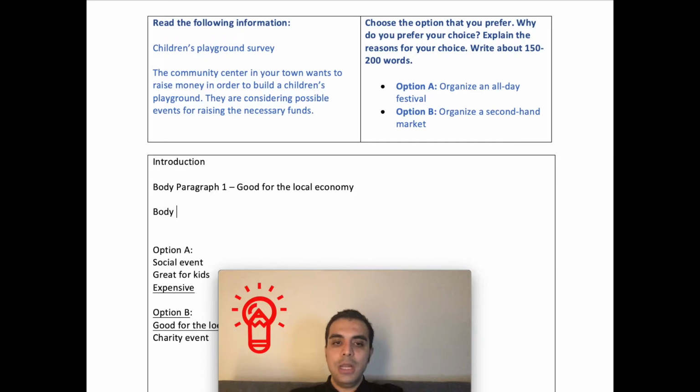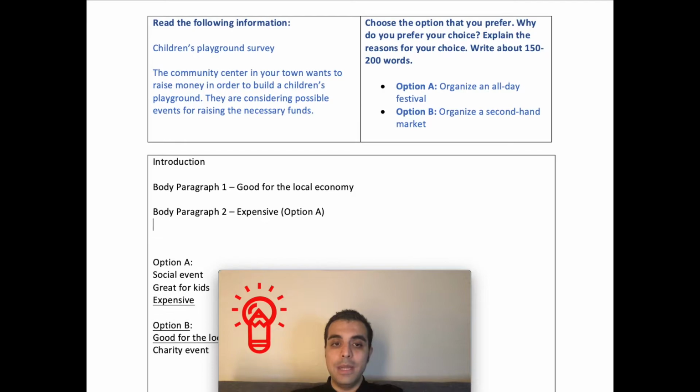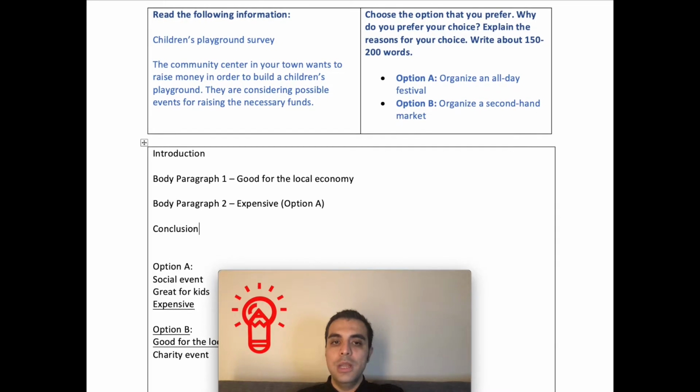And let's check out body paragraph 2. In body paragraph 2, I'm going to have to come up with another main idea. This time, I'm going to say the other option is too expensive. So this is for option A, right? So there, I have my two main ideas, and I'm going to sum everything up with a conclusion paragraph.